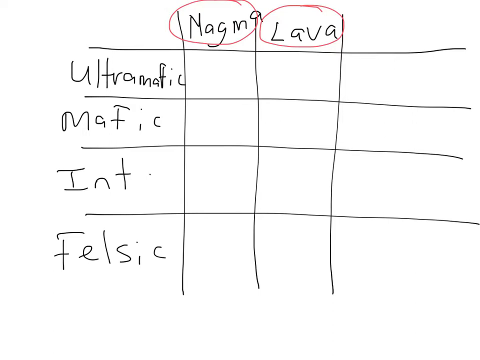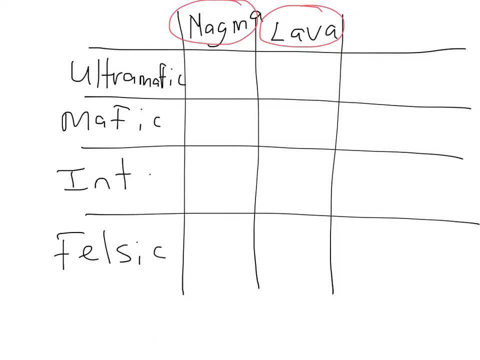Another word for magma would be an intrusion or a pluton, and we also say that rocks that come from a magma are intrusive or plutonic. Just like another word for lava would be an extrusion or volcanic, and rocks that come from a lava we say are extrusive or volcanic.